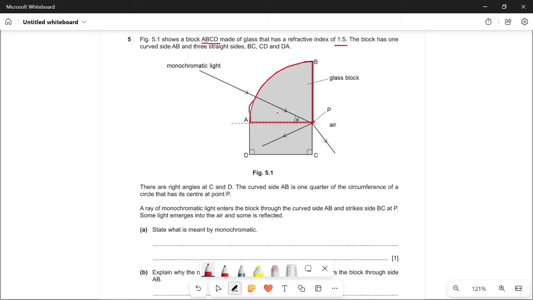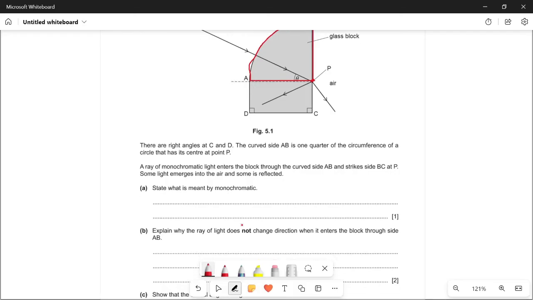So this quarter circle is part of a circle with a center P. A ray of monochromatic light enters the block through the curved side AB and strikes side BC at P, right at the center. Some light emerges into the air and some light is reflected. State what's meant by monochromatic.